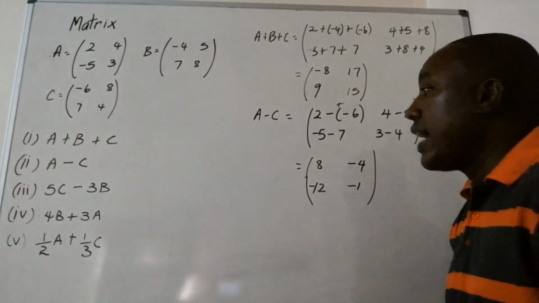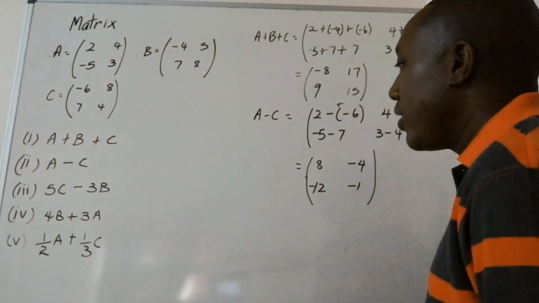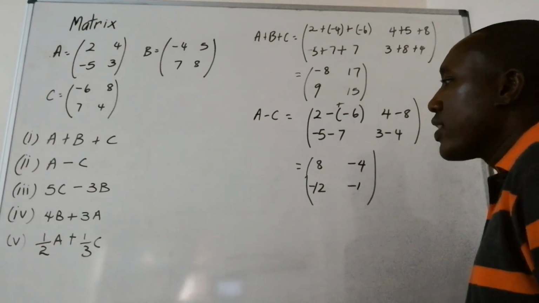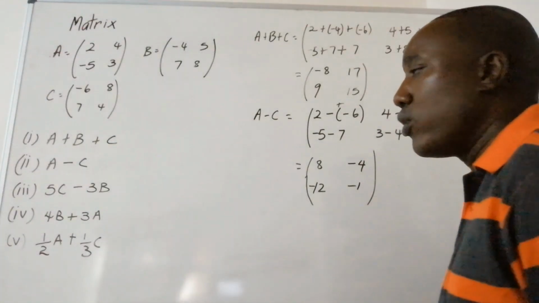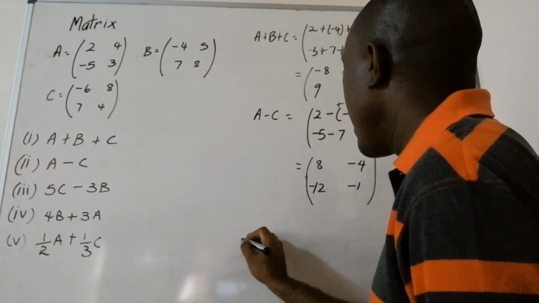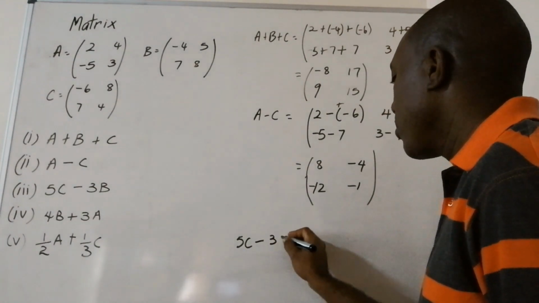Our next one, we're asked to find 5C minus 3B. When you have this, it's good to just see what 5C is equal to. Get our 5C first. So let's see 5C minus 3B.